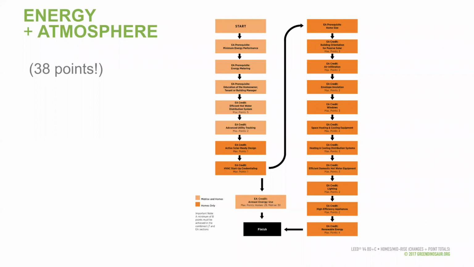For the energy and atmosphere category, you find on the right the prescriptive pass for homes only, and you still have access to the annual energy use credit for homes and mid-rise, which is the performance pass.